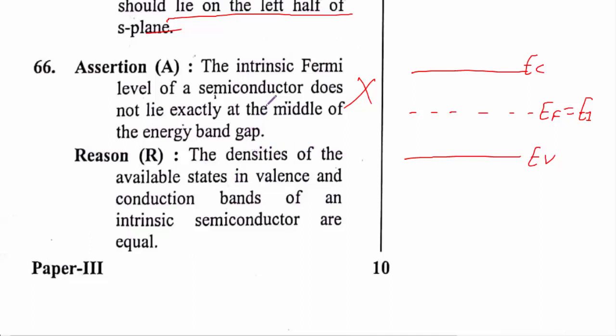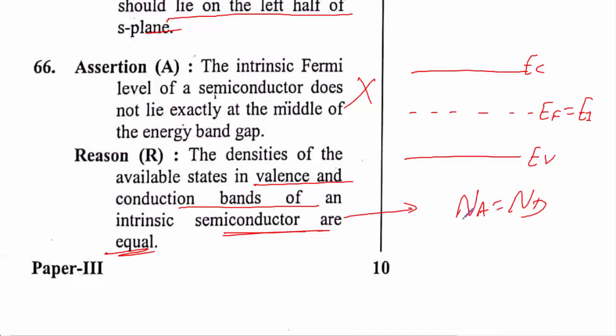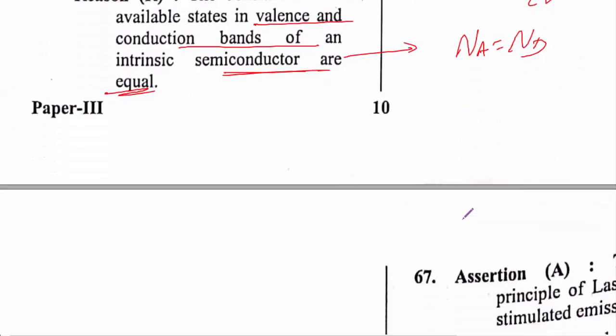The reason what they are telling is, the densities of the available states in the valence band and conduction band of an intrinsic semiconductor are equal. Nothing but the concentration of N type and P type will be the same.